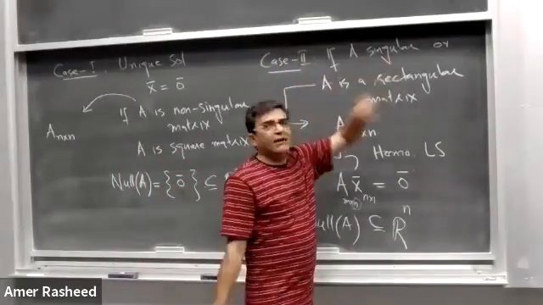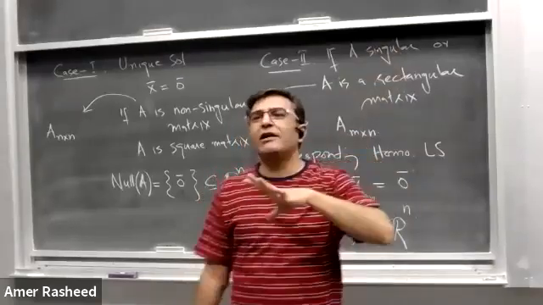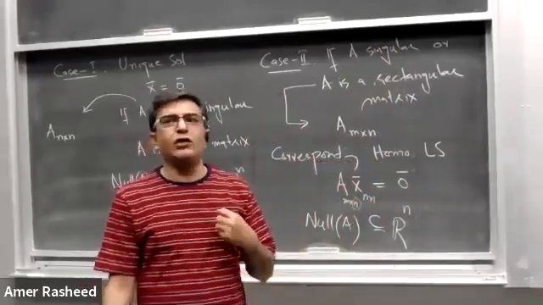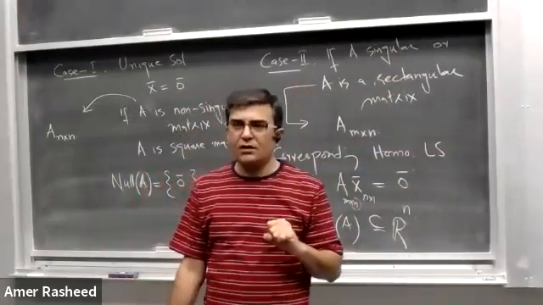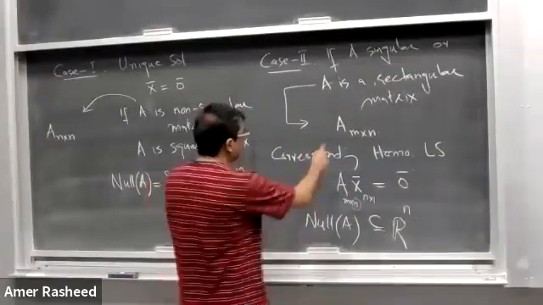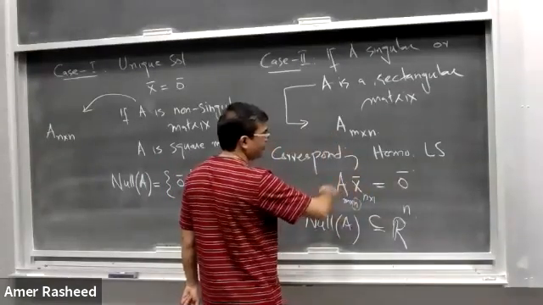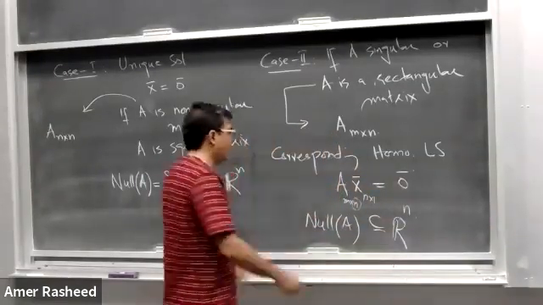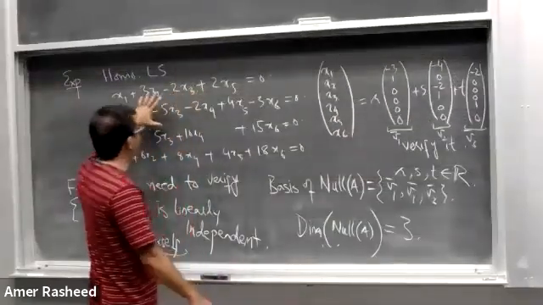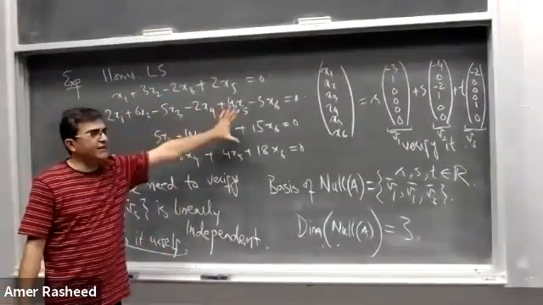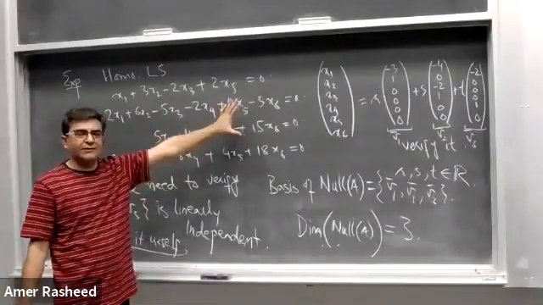Now case 2 is if A is singular or a rectangular matrix, then we cannot check whether A is invertible or not. In that case, we write the corresponding homogeneous linear system and solve it, as we did here in this case. This is a homogeneous linear system. We need to find its null space.